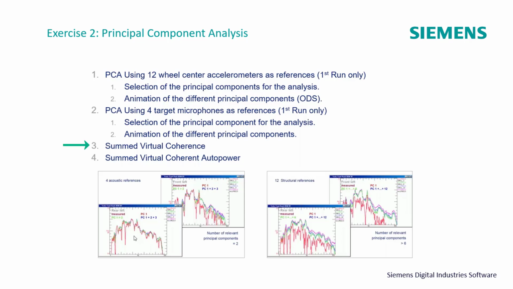Then we looked at the summed virtual coherence and the summed virtual coherent autopower. After the class goes through the exercise, these are the results of those two different studies, one using the 12 references at the wheel centers and the other using the 4 targets as the references. So this is a more realistic road noise analysis study.